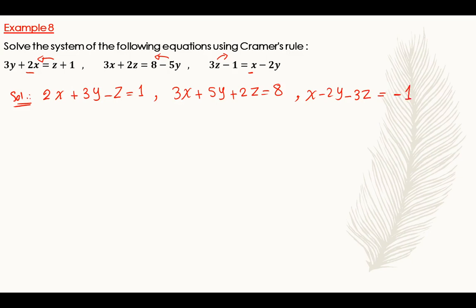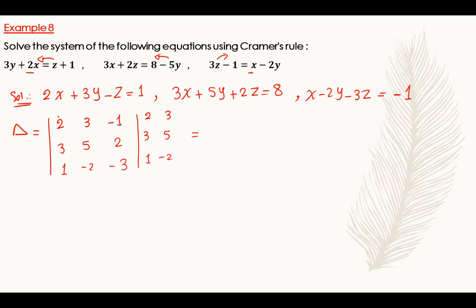Okay? Now we are going to find delta, which is the determinant of the coefficients of x, y, and z. Here we will write 2, 3, negative 1, then 3, 5, and 2, and the last row will be 1, negative 2, and negative 3. Then we are going to find the value of this determinant. Write the elements of the first column, 2, 3, 1, and here 3, 5, and negative 2.